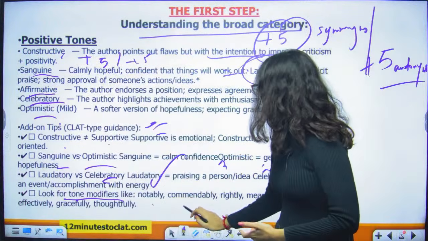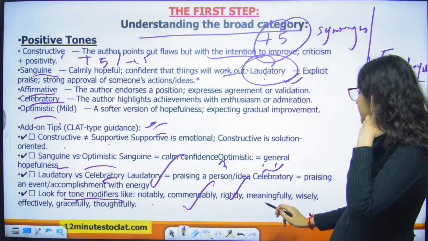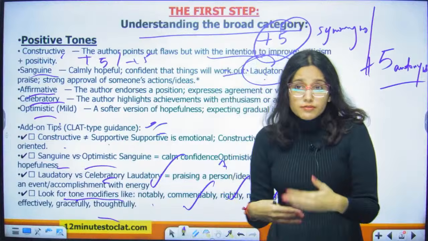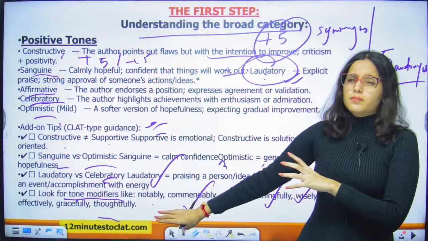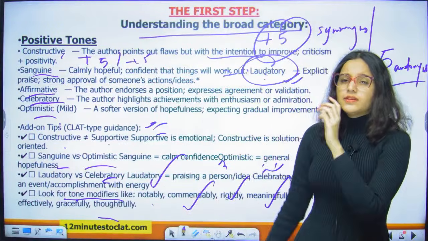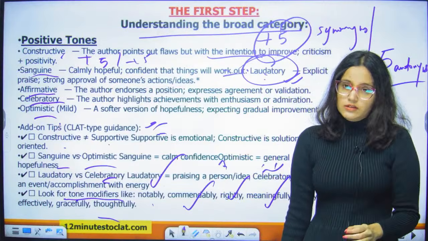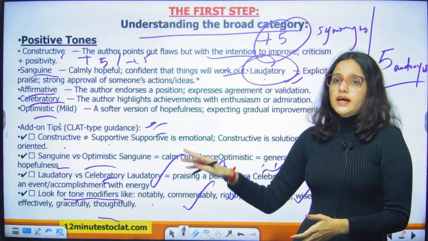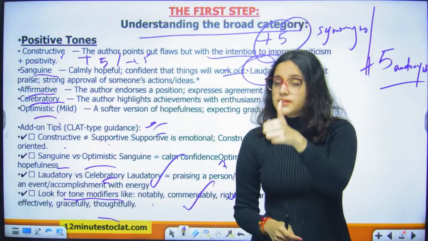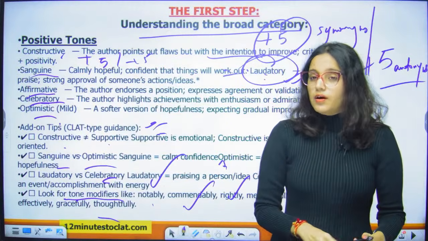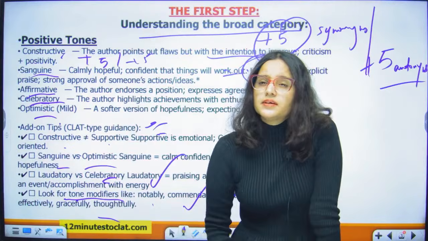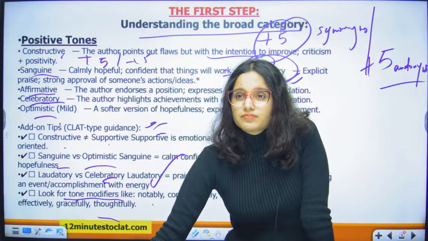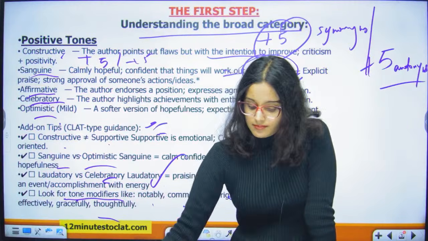Words like notably, commendably, rightly, meaningfully, wisely, effectively, gracefully, thoughtfully. Once you have spotted these words, one thing is for sure: the tone is positive. Now, within the positive tone, which one fits the context? That depends on the purpose and intensity. All right, are we clear till here? Yes, everybody, are we clear till here?